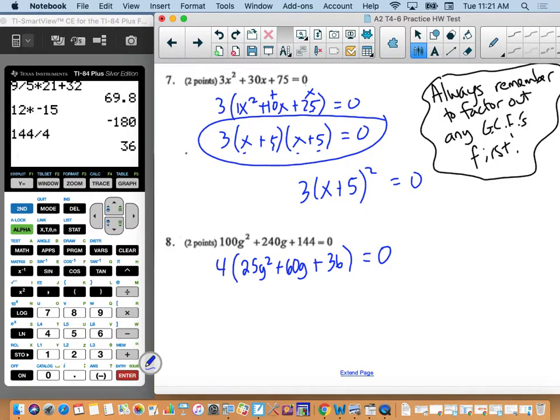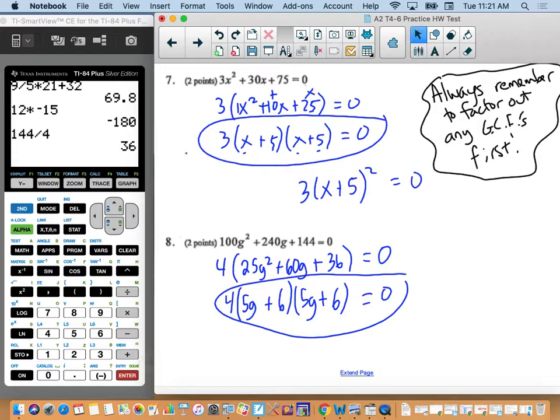So I factored that 4 out, and now I can see that it starts with a perfect square. Square root of 25 is 5. It ends with a perfect square. Square root of 36 is 6. And if I make these plus and plus, my outer and inner will be 30g and 30g, which combine to the 60g. There's my answer.